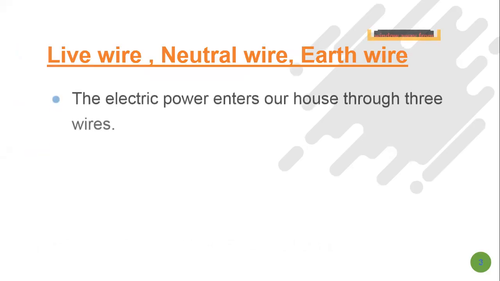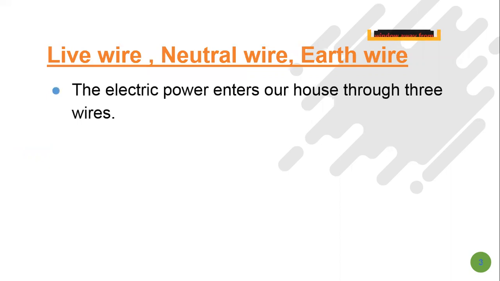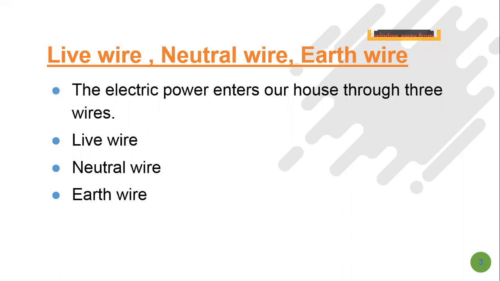Live wire, neutral wire, and earth wire. The electric power enters our house through three wires. Number one, live wire, which has 220 volt, neutral wire, which has approximately 0 volt, and third is earth wire. All three wires enter our house through the electric power.